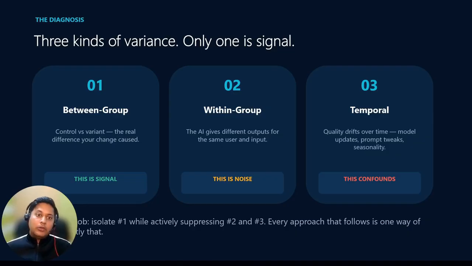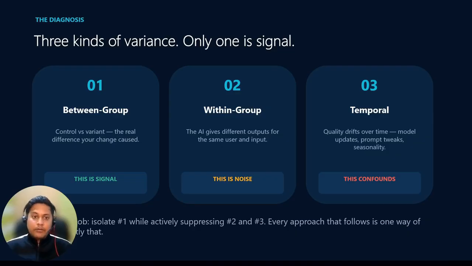Okay. And number two, within group variance. This is the new one, and it's the AI-specific problem inside your variant group. The AI is producing different outputs for the same user and the same input. So your variant group's results are smeared out. This is the noise. And critically, if you don't account for it in your sample size calculation, your confidence interval is too narrow and your p-value is overconfident. That's the mechanism by which your test lies to you, not magic, just unmodeled variance.